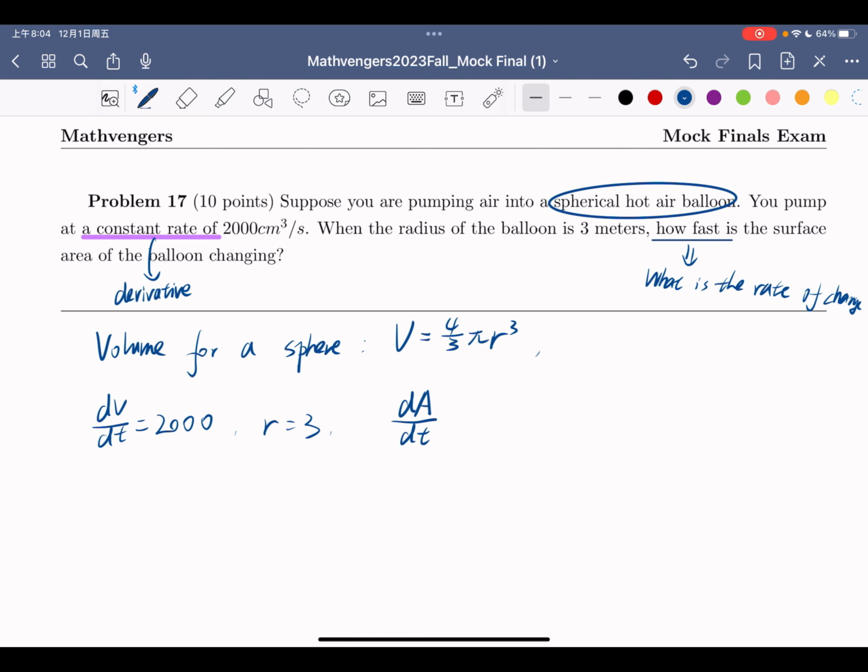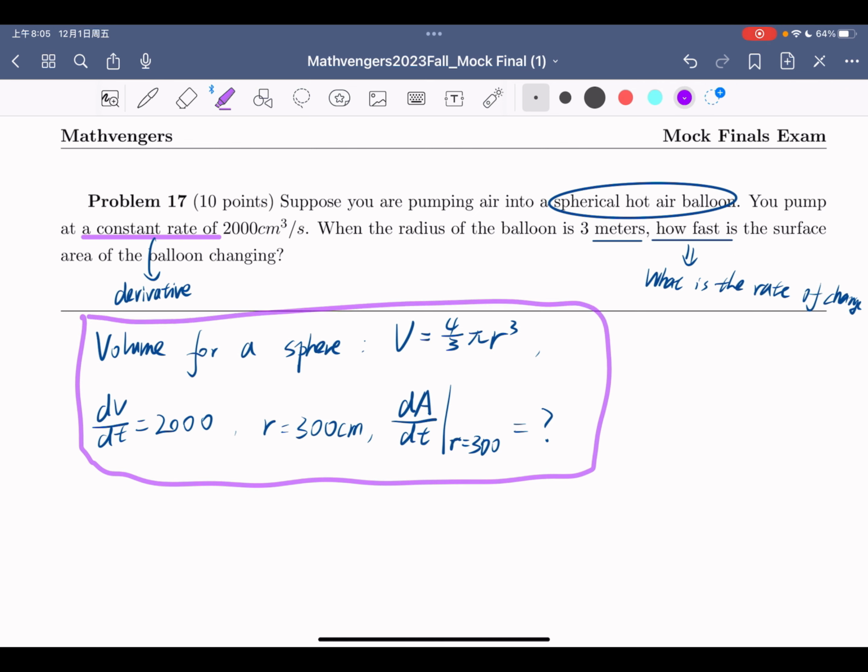So you need to figure out dA over dt at r equal to 3 meters. Remember, here it is 3 meters, but we have 30 meters. So it's better for you to transform the radius into r equal to 300 centimeters. So when r is equal to 300 centimeters, what is dA over dt? We need to figure this out.